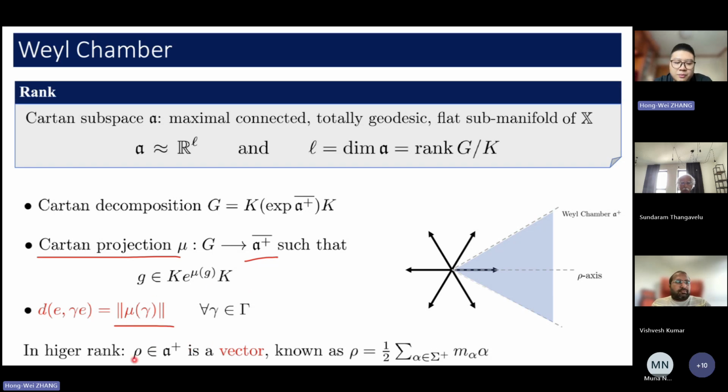So in higher rank, as we saw, we can characterize the lambda 0 by using the rho, right? If the delta gamma is small, then we know that lambda 0 is rho squared. In higher rank, rho is no longer a real number. It's a vector. For example, here this is the rho axis. And I think you all know this rho is half the sum of the positive roots counting with multiplicities.